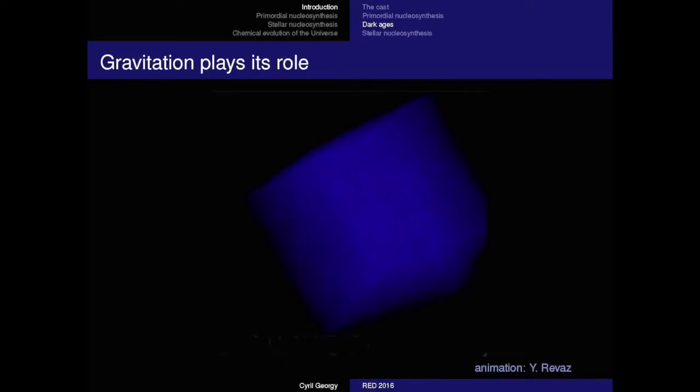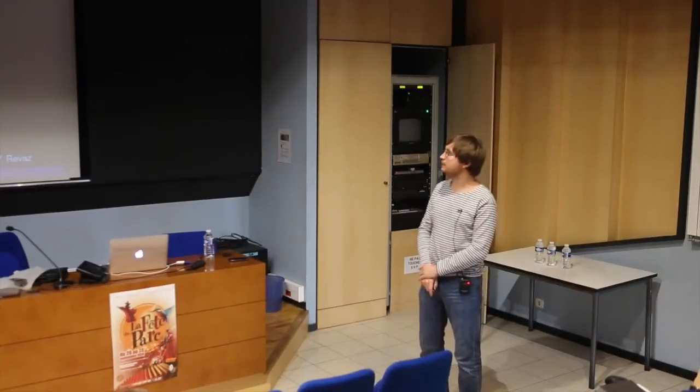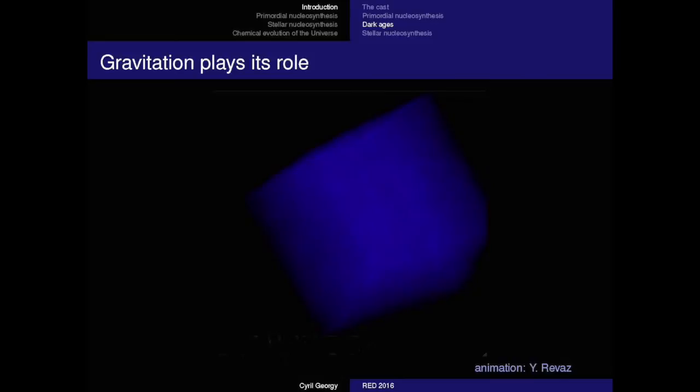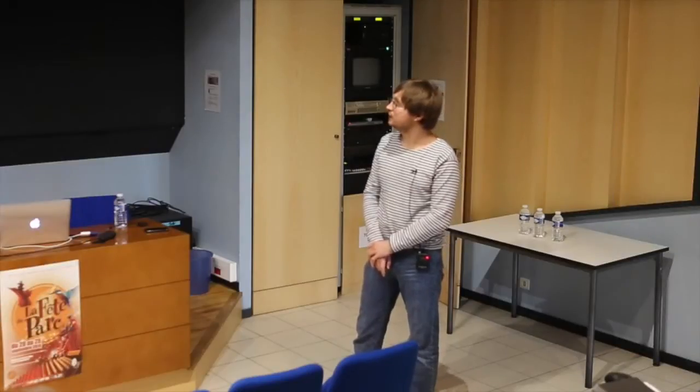So you have here a cube of universe, and the blue represents the gas density. Starting from a very, very homogeneous universe, as time proceeds, you progressively form some kind of filaments and some more dense regions that progressively accrete more and more matter and will form the first protogalaxies. This takes quite a long time, but gravitation is patient, and thus you will form at the end the first dense structures in the universe.